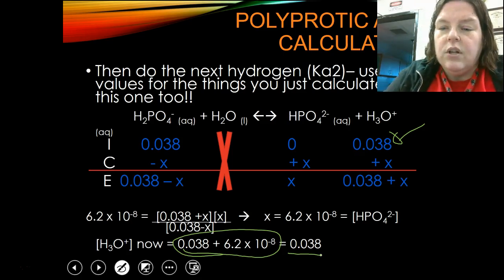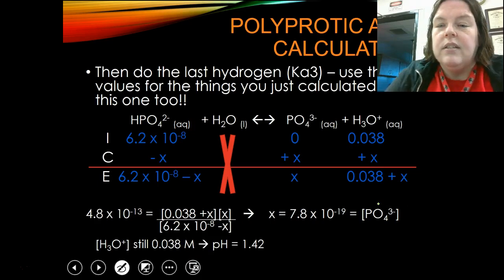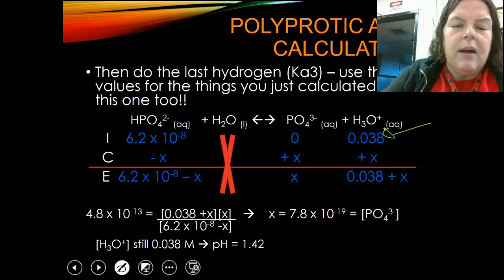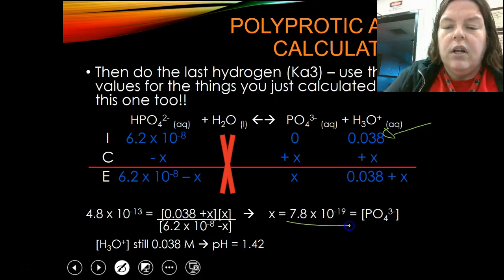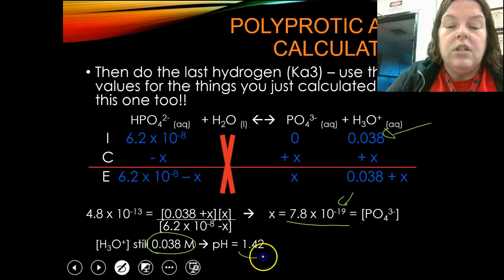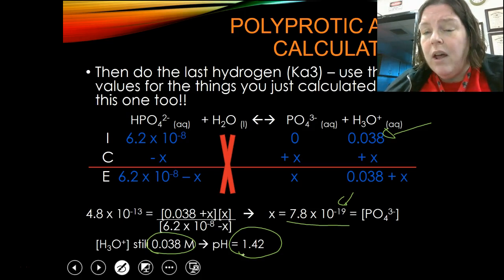So here is the concentration of HPO4 2 minus. Then we go to the next one. Notice, again, we have concentration of H plus already in there, and it's being used to calculate. When we solve for X, we get this number. Look at how small that is. Again, we're still using the original concentration, and usually that's what's going to happen, but you have to do it to check. And you can see what the pH is. The pH is 1.42. So we just do a series of ice table calculations, guys.